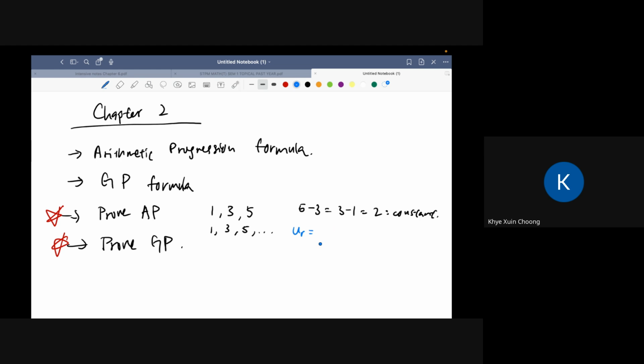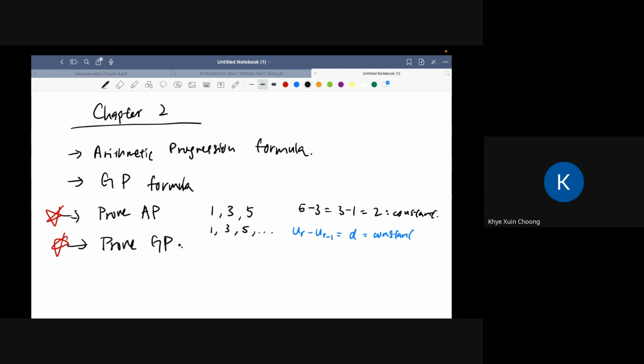Normally they should give you the formula, okay? Or else you need to try to find the formula for it and prove that it has a common difference. So let's say we know the formula for Ur is given by the question. I'm not trying to prove it here for you. So if you want to prove that it is an arithmetic progression, you need to do something like this: Ur minus Ur minus 1. If you find that it is some number which is a constant, then it is an arithmetic progression.